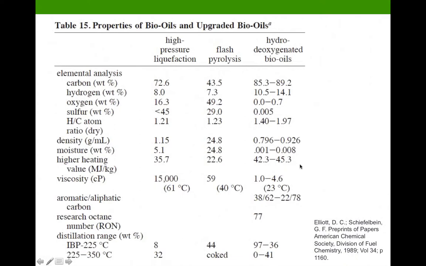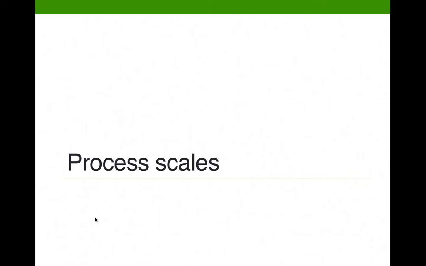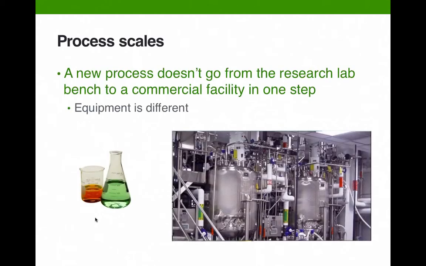How does a company like Cool Planet go from maybe a research discovery on a lab bench to actually having that commercial scale plant? And why should the federal government be helping them with a $91 million grant? Loan guarantee, rather. So one of the things to understand is that you don't just make that jump in one step.